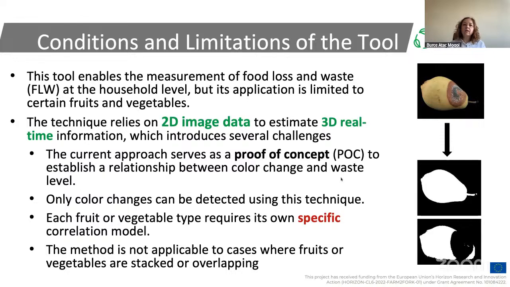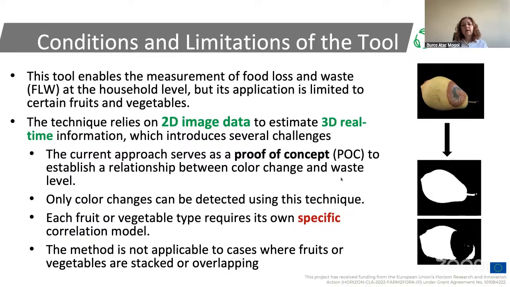And this tool enables the measurement of loss and waste at household level, but there are also some limitations, because there's a limitation to certain fruits and vegetables if they change the color. If they don't change the color, if they, for example, got rotten from inside out, your eye cannot see it, so the camera cannot see it, and it cannot be processed as an image. I mean, it cannot be an indicator.